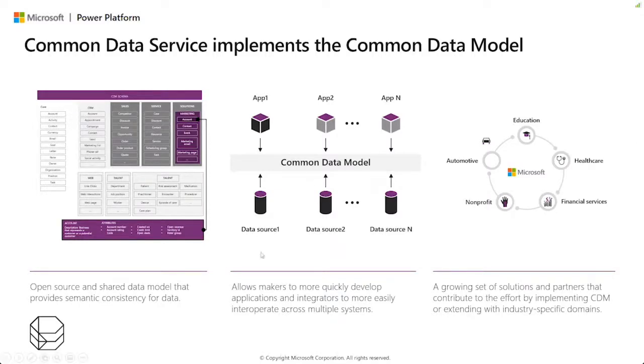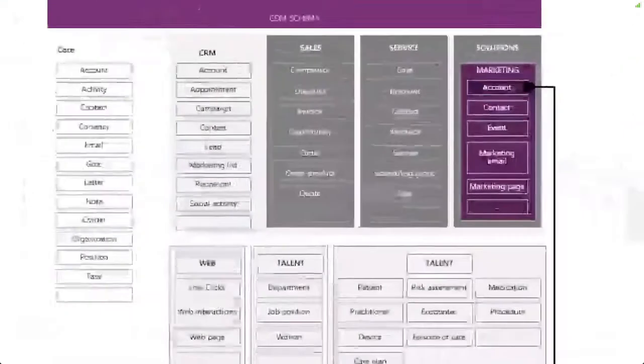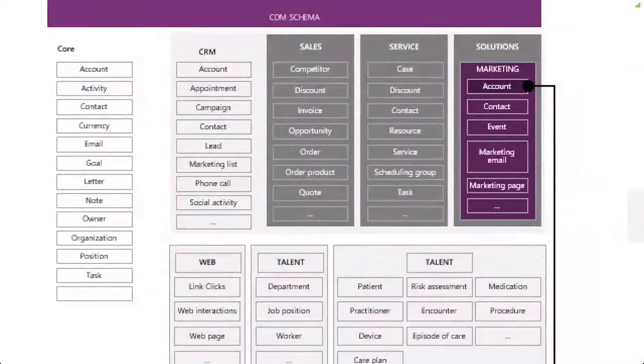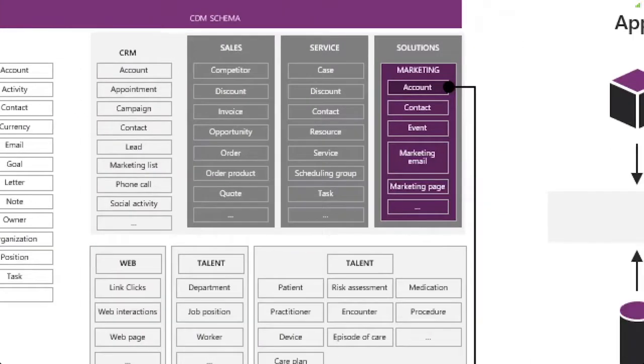Here you have all your normal entities. So you have your core, which is like accounts, activities, contacts, currency, email, everything. And then you have all your CRM add-ins that are accounts, appointment, campaign. And then if you have modules in CRM around sales or customer service, then you have competitors, discounts, invoice, and also from a service perspective, cases, contact, resources, and service.